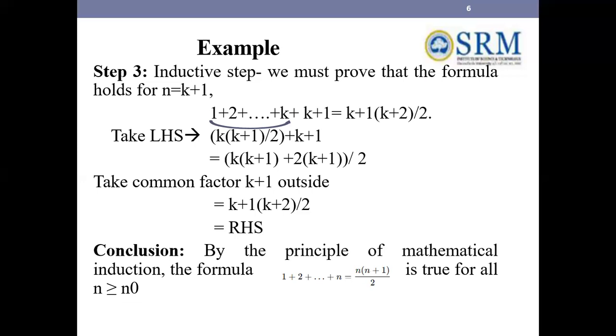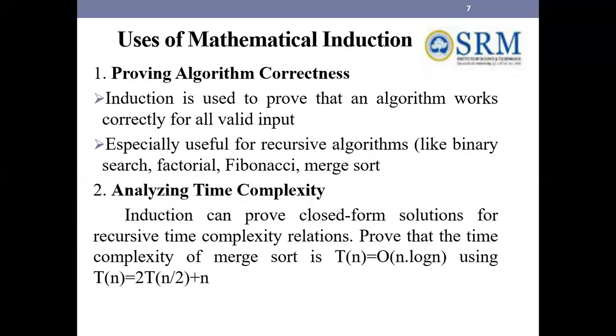n. And now, conclusion. By the principle of mathematical induction, the formula for the sum of n natural numbers, 1 plus 2 plus up to n, is equal to n into (n plus 1) by 2, which is true for all n greater than or equal to n naught.